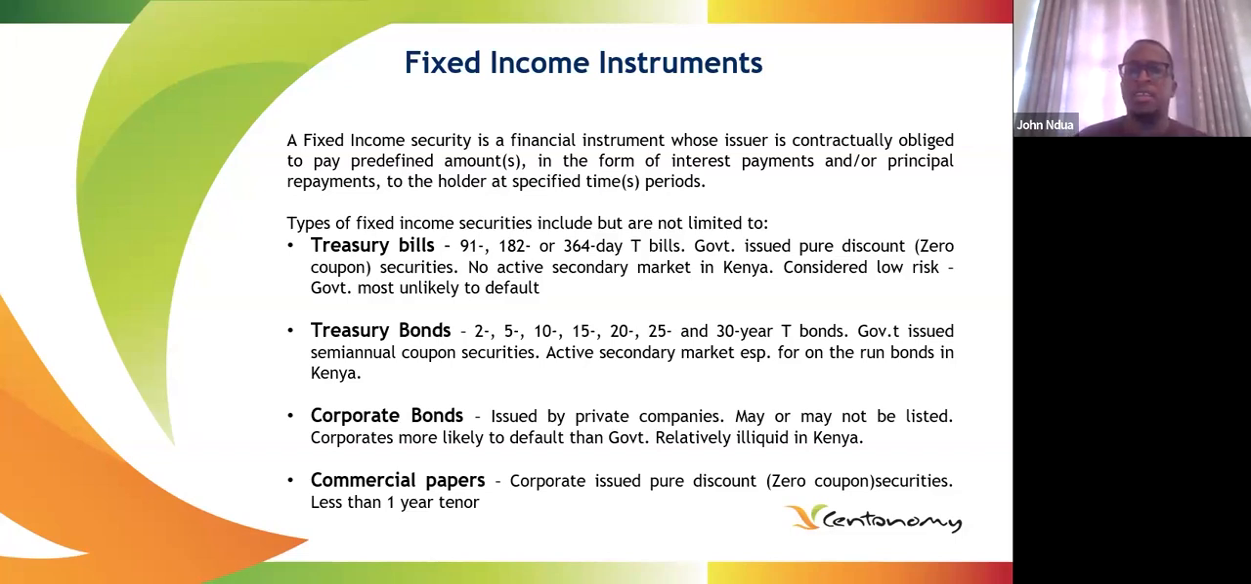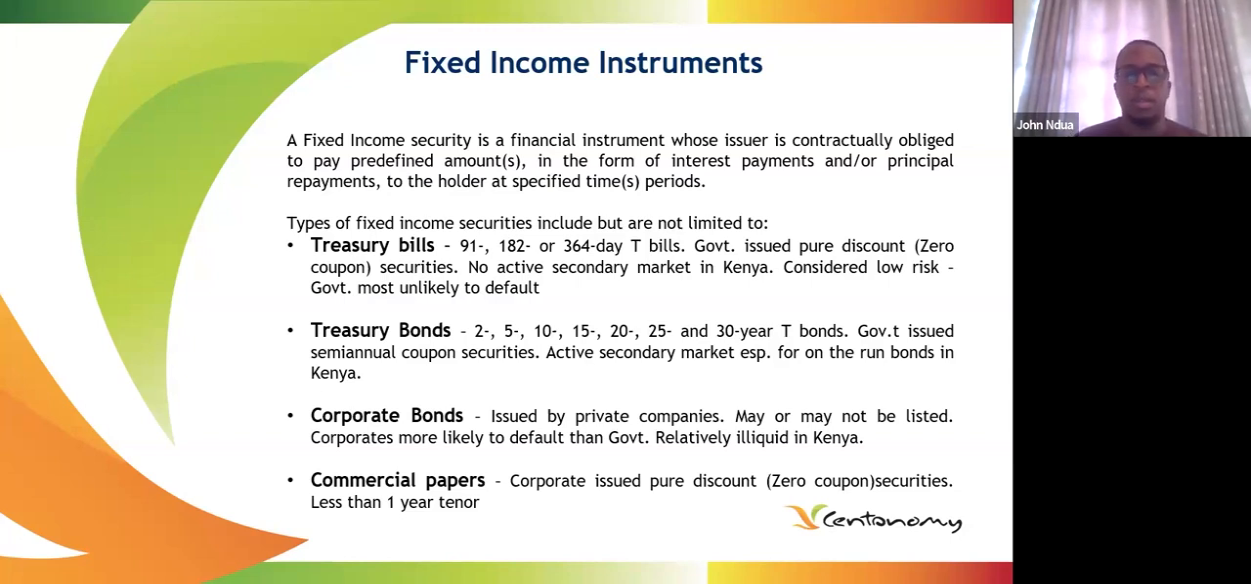Now, it is the least risky item in fixed income. Number one, because it's offered by the government, and number two, because it is very short term. It's either 3 months, 6 months, or 1 year.